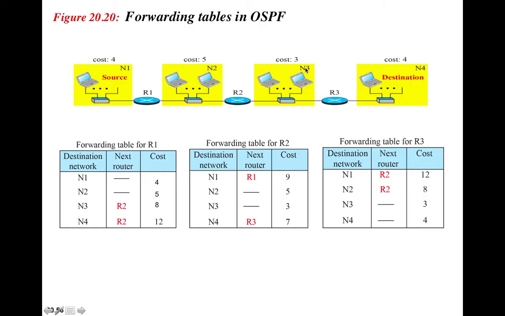N3, the next router we have to go through in order to reach N3 from R1 is R2. So we've put here R2, and the cost is now 5 plus 3, which is 8. To reach N4, we still have to go through R2, so that is still our next hop. So we put here R2 as the next router, and we say the cost is 5 plus 3 plus 4, which is 12. We've made similar routing tables for R2 and R3.